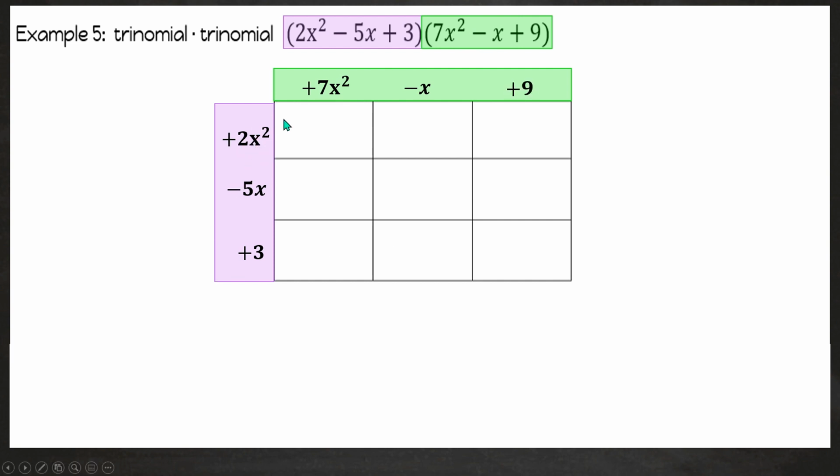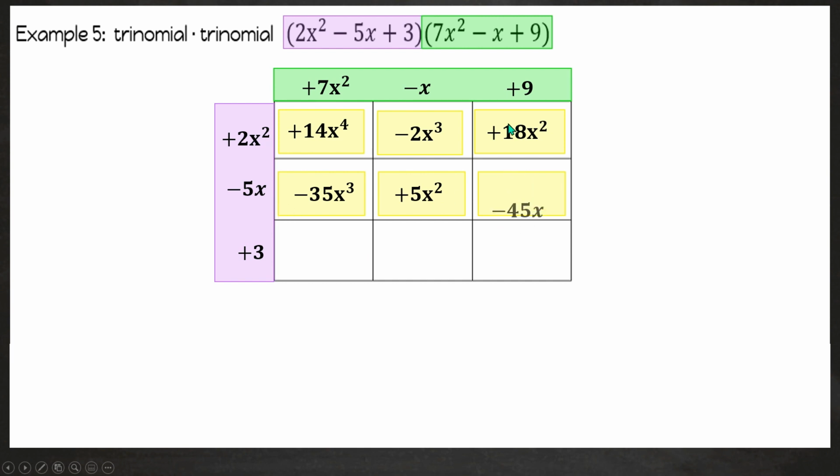So we have 2x squared times 7x squared, and we have a positive 14x to the power of 4. Remember, adding those exponents. Positive 2x squared times a -1x, or -x, and we get a -2x to the power of 3. 2x squared times a positive 9, we get positive 18x squared. Negative 5x times a positive 7x squared, then we get -35x to the power of 3. But negative 5x times negative x, we get a positive 5x squared.